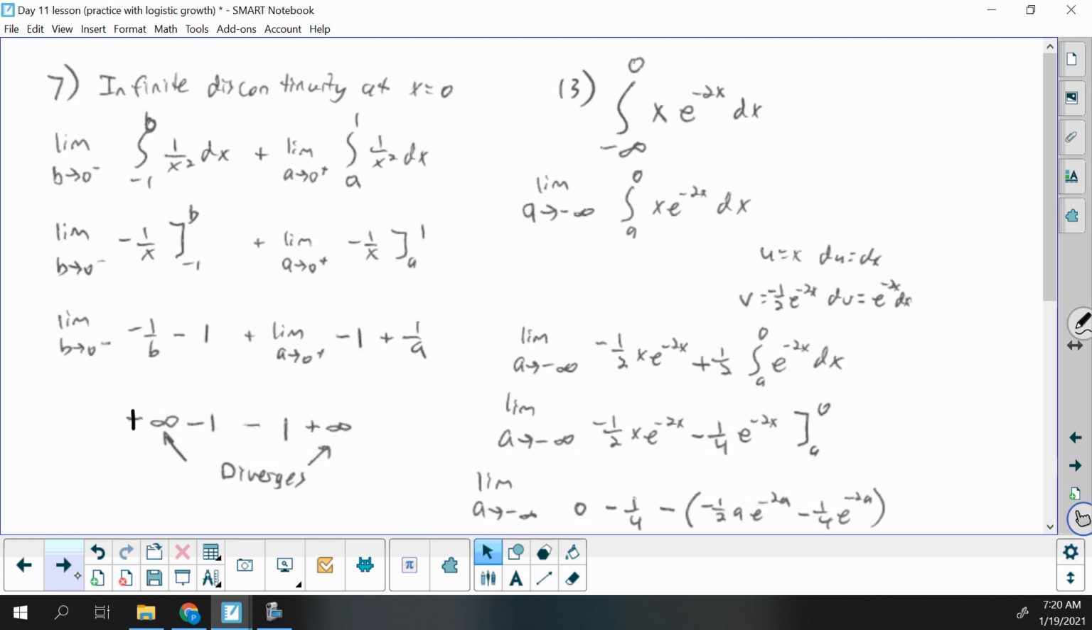Next one, we had an infinite discontinuity at 0. Since it was inside the interval, we had to split it up into 2 parts and look at 0 from the left and 0 from the right. Think of that as x to the -2 when doing your antiderivative. We get -1 over x for each of your antiderivatives. We'll fill in the b and -1 along with the 1 and the a.